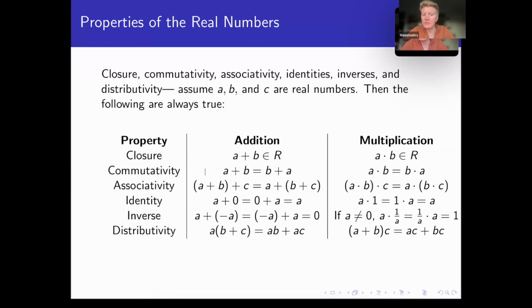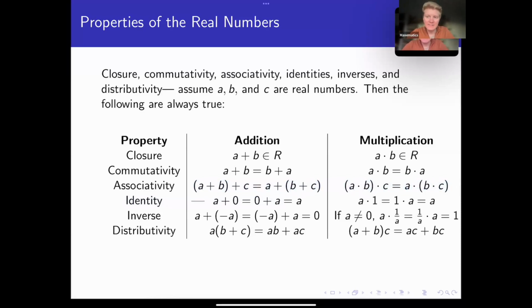Commutativity, the real numbers are commutative under addition because you could take any two numbers, add them together, and when you switch their order, it's still the same thing, right? 2 plus 3 is the same as 3 plus 2. So the real numbers are commutative under addition. Likewise, for multiplication, 2 times 3 is the same as 3 times 2. So the real numbers are commutative under multiplication. Associativity, just the ability to move parentheses around. You've seen stuff like this before.